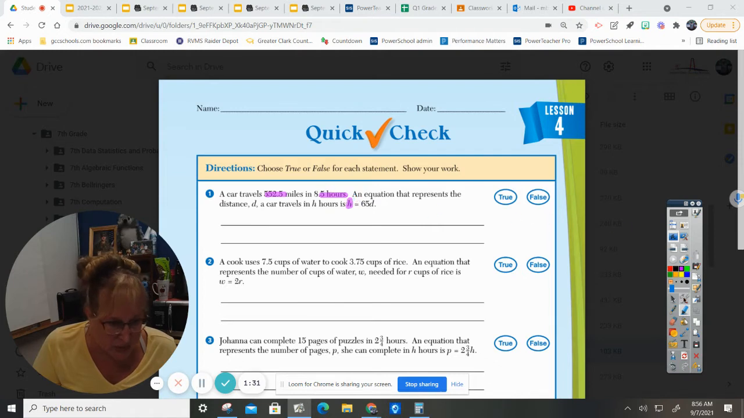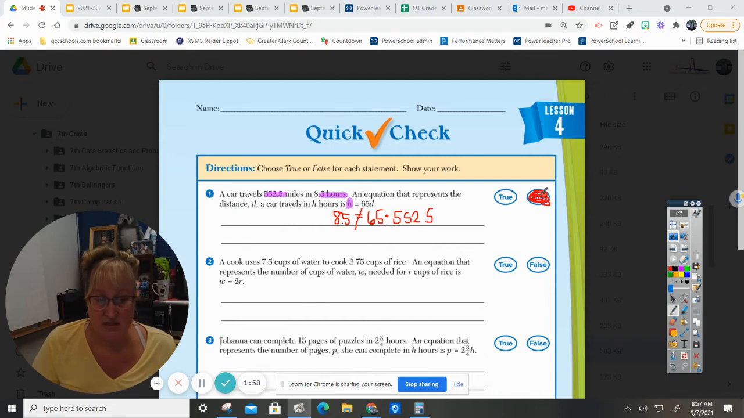So this one would be 8.5. That H is 8.5 equals 65 times D, which is the distance, 552.5. Well, I can already tell 8.5 does not equal. So this one is false.